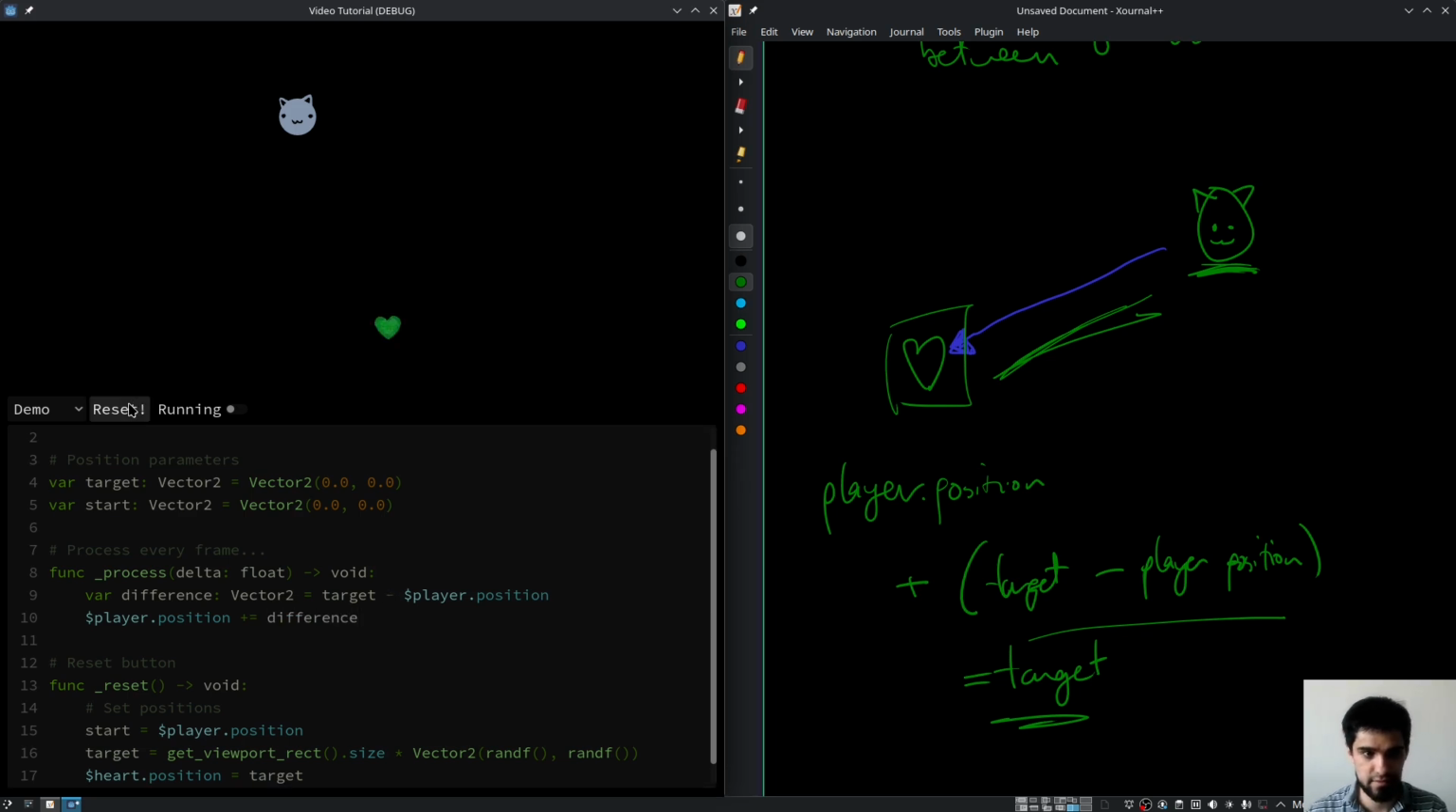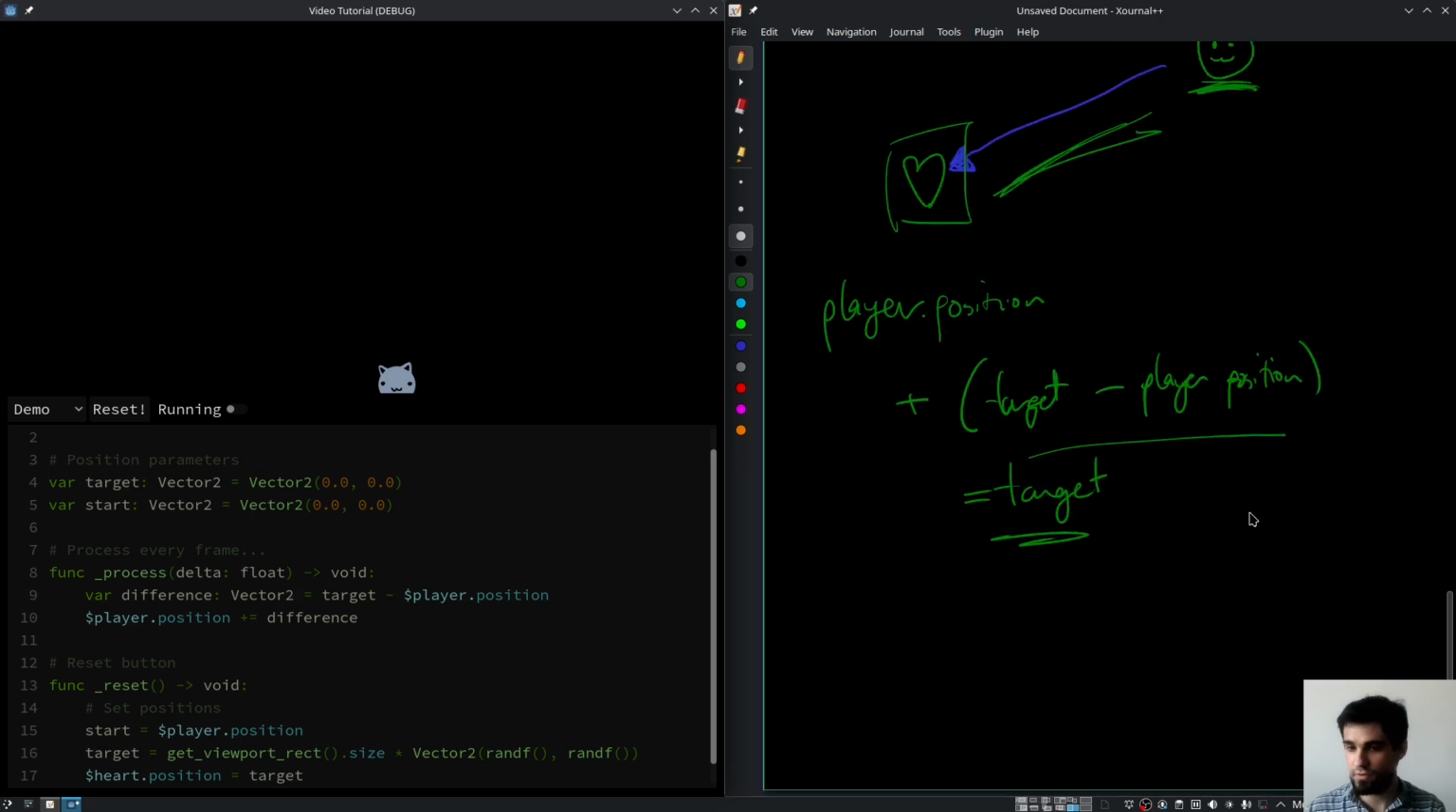Let's see what I have. Oh, I need to set it to running. And as you can see, as soon as it sets to running and the process begins, the player instantly teleports to the location of the heart. And that's because I'm adding the final thing, right? So what I'm going to do instead is I want to find a way to move slowly towards it.